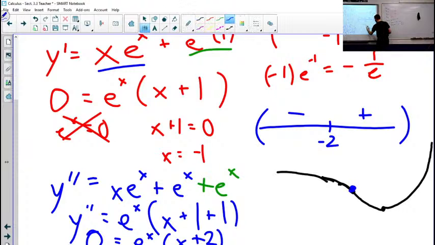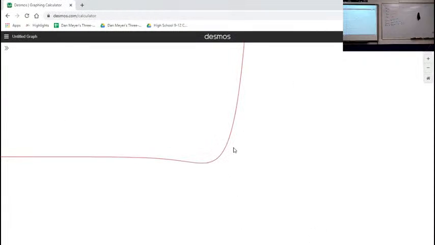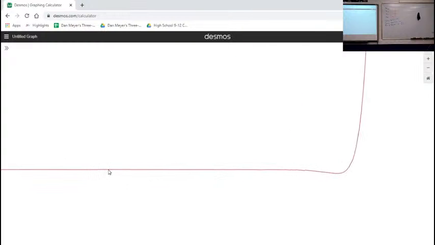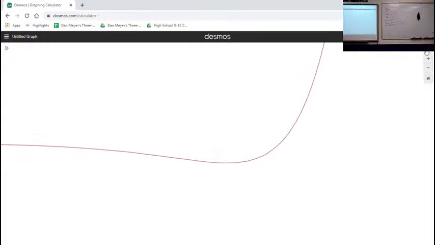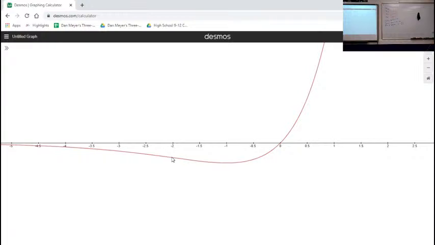But these are the important points. This is what should be going on at -2 and at -1. And you should be able to construct and draw that curve. Here's the actual graph. So it's concave down ever so slightly. And then if I bring my x-axis back, there's -2, so there's my inflection point. There's -1, there's my minimum.